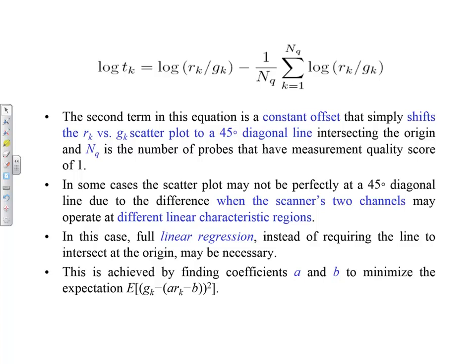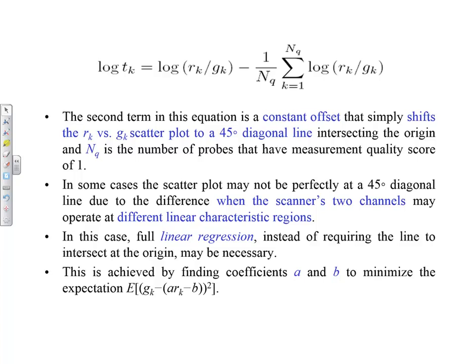So in some cases, the scatter plot may not be perfectly at a 45-degree diagonal line due to the difference when the scanner's two channels may operate at different linear characteristic regions. In this case, you're going to use full linear regression, right? Not just try to estimate the intercept and then shift it, right? So instead of requiring the line to intersect at the origin, it may be necessary.